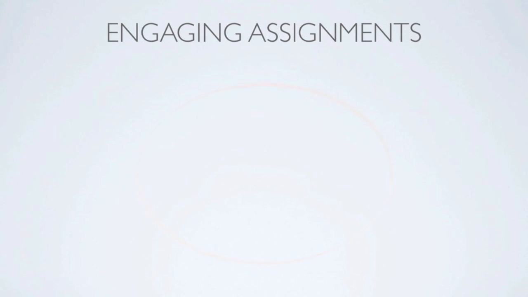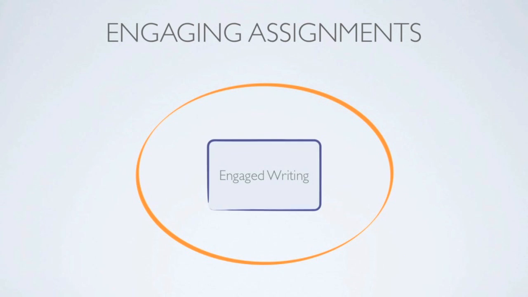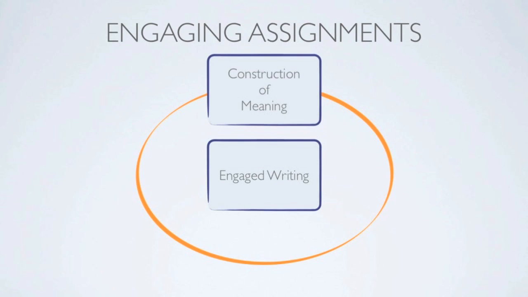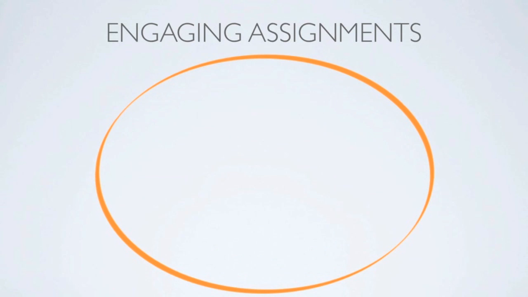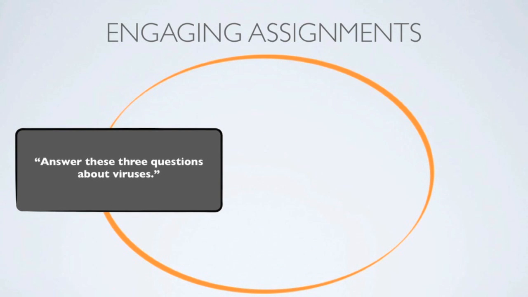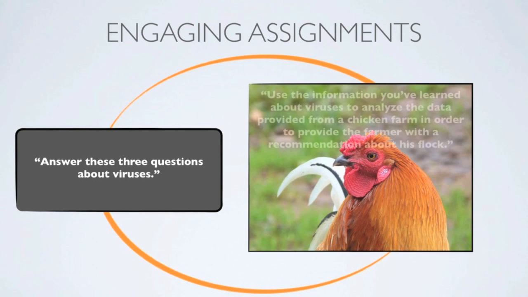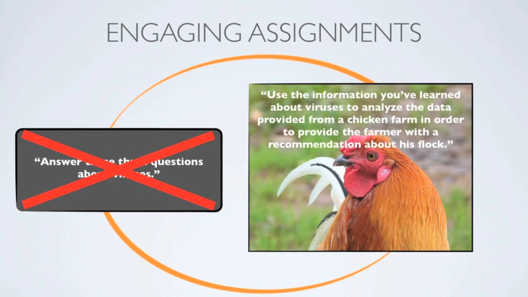Though writing to learn assignments are informal, they can still be made more engaging for students when they have a clear purpose and audience. As we explained in an earlier video, the elements of engaging assignments include constructing meaning, interactions with others, and clear expectations. "Answer these three questions about viruses" is less engaging than "Use the information you've learned about viruses to analyze the data provided from a chicken farm in order to provide the farmer with a recommendation about his flock." The latter includes the opportunity to construct meaning and apply information for an imagined audience.